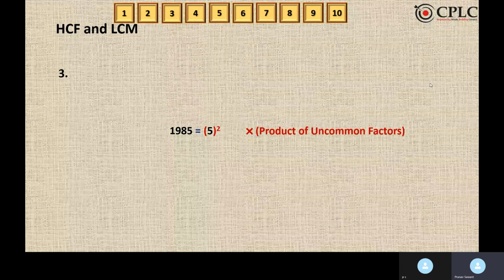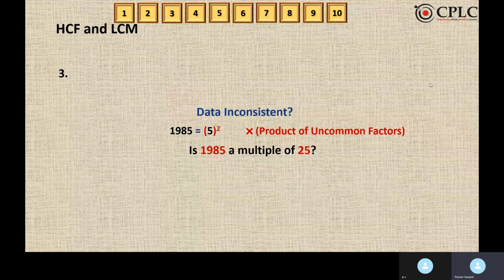And if you observe, 1985 divided by 25 is not possible. If it's not possible, how can we find a value? How can we get an answer? Answer cannot be in decimals, because none of the values are in decimals. If none of the values are in decimals, how can we get the answer in decimals? So option 5, data inconsistent, is the option that I'll mark.